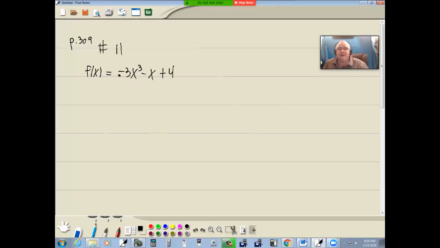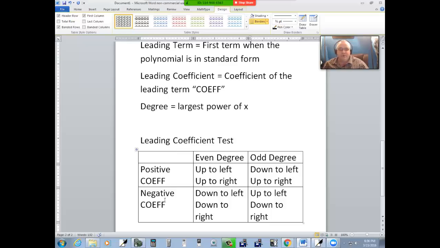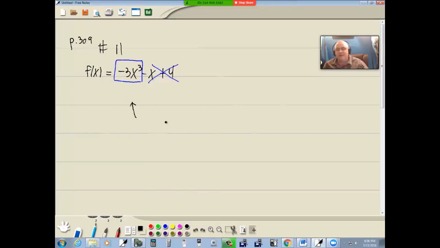Now this is in standard form. Terms are arranged from largest power down to smallest. The only term we look at is the first term, the leading term. All the rest of those we don't worry about in terms of determining end behavior. They ask us to select one of the 4 sketches to describe the end behavior. Okay, we got a negative coefficient, and we got an odd degree. That says up to the left, down to the right. And that would be our answer.